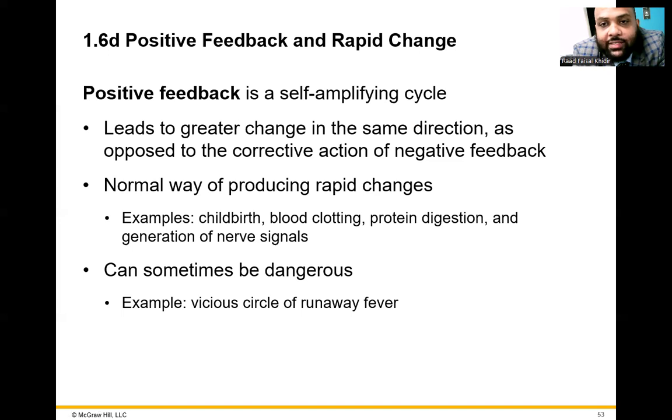Positive feedback is a self-amplifying cycle. It leads to greater change in the same direction, as opposed to the corrective action of negative feedback. So we talked about that. It happens in childbirth, blood clotting, generation of nerve signals. We'll talk more about that, but also breast milk. Okay, but we're going to get to all of those again.